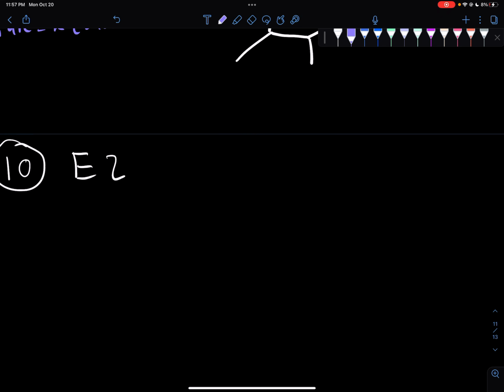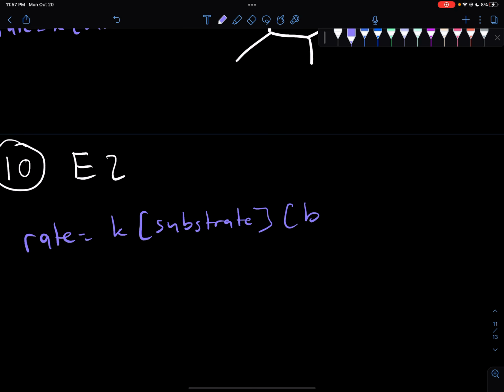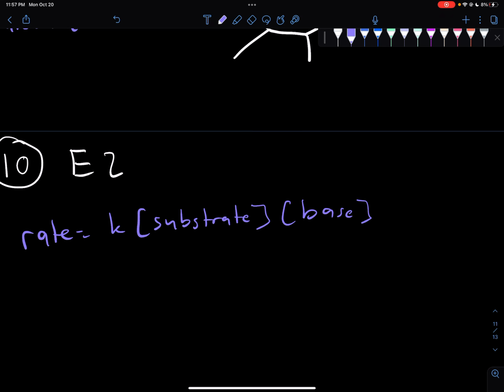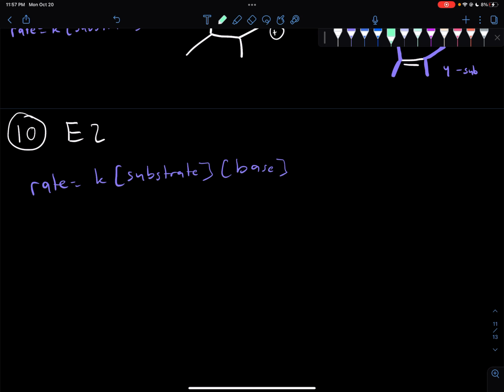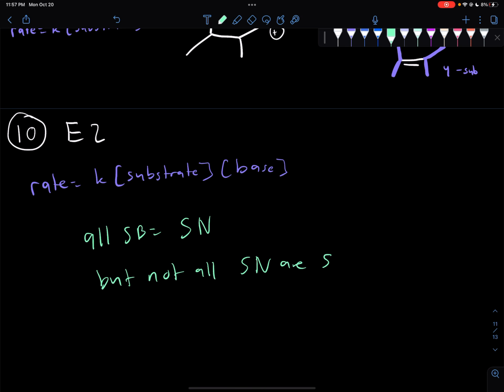But for E2, your rate is now k times substrate times base. So in SN2, it was nucleophile over here. Now it's base because elimination deals with bases. Something to remember: all strong bases are strong nucleophiles, but not all strong nucleophiles are strong bases. Let's keep that in mind.